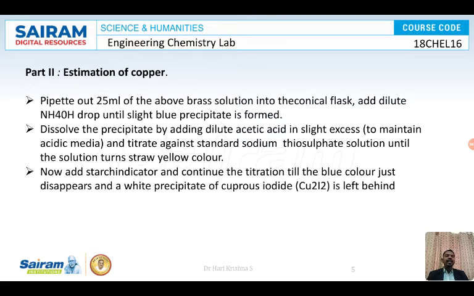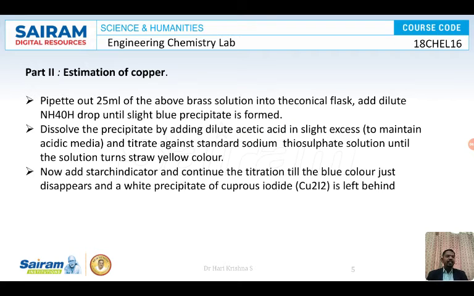The copper present in the solution reacts with potassium iodide and liberates iodine. The liberated iodine should not escape into the atmosphere. Therefore, as soon as you add potassium iodide, you're supposed to titrate with the titrant. Until when are you supposed to titrate? Until you get straw yellow color. Once we get the straw yellow color, we're going to add a few drops of starch indicator and titrate.